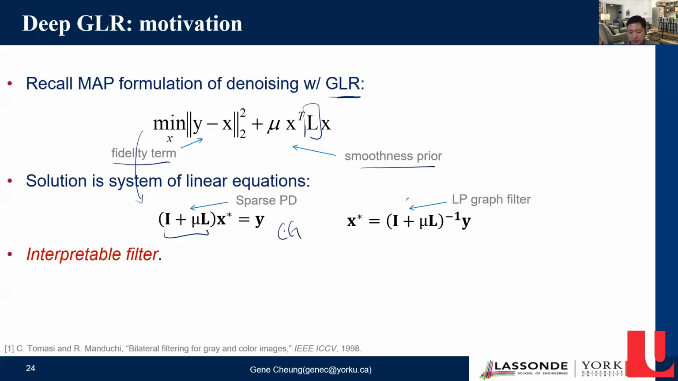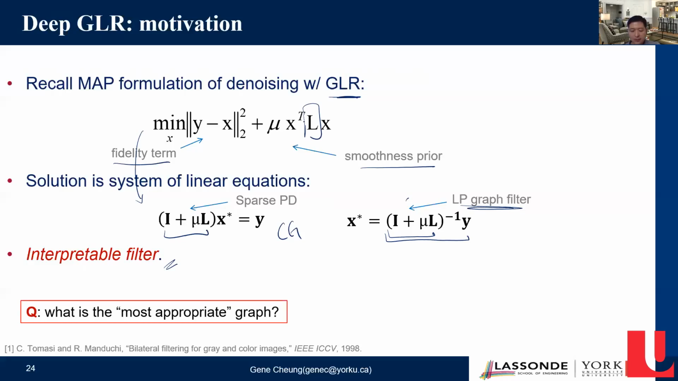Of course, if you write it as the matrix inverse, you can write it in this form. And this guy here can be interpreted as a low-pass filter. So if you write it in this way, it's an interpretable filter. It's a low-pass graph filter. So this is certainly interpretable.